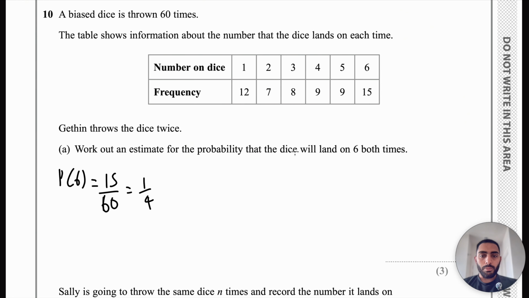We're trying to find the probability that it will land on 6 both times. So that means we're finding the probability of multiple events. To do that, we need to multiply both events together. So we're getting a 6 and a 6 again. So we're doing 1/4 multiplied by 1/4. 1 times 1 is 1, and 4 times 4 is 16.